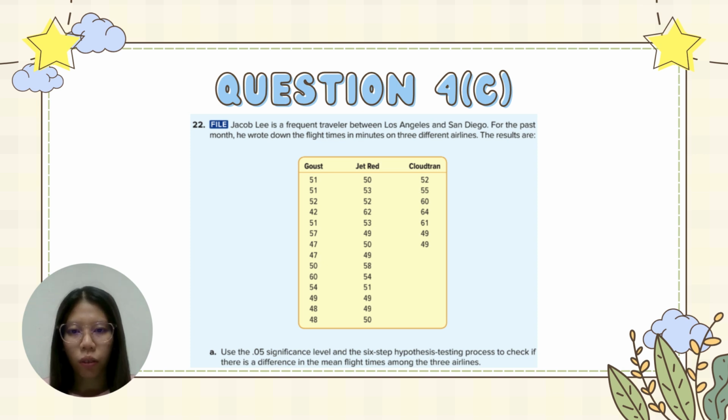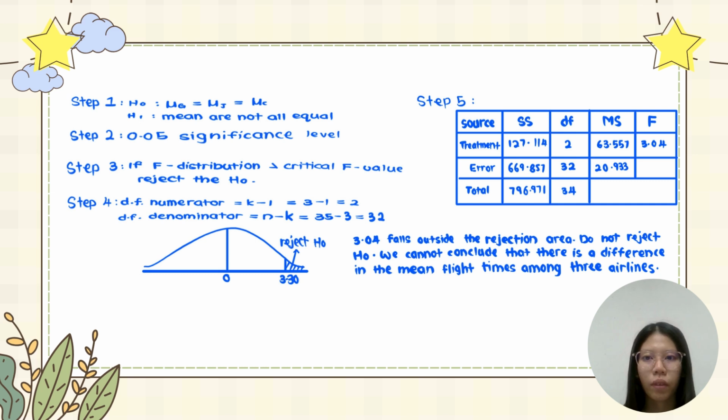I will talk about question 4c. In the question, we know that the significance level is 0.05, and we will use the 6 steps hypothesis testing process to check the difference in mean flight time among the three airlines. Step 1. Null hypothesis H0 is mean G equal mean J equal mean C. The alternative hypothesis H1 is the means are not all equal. Step 2 is the significance level is 0.05. Step 3, if the F distribution is greater than the critical F value, we will reject H0.